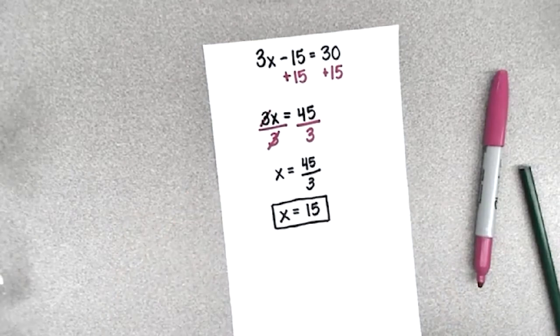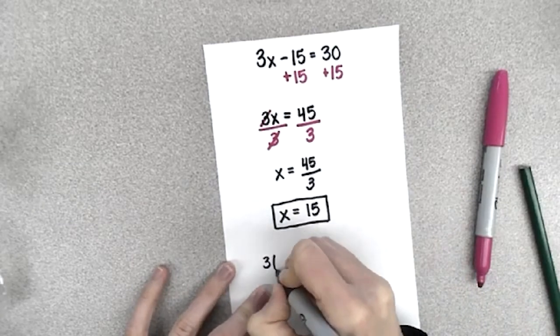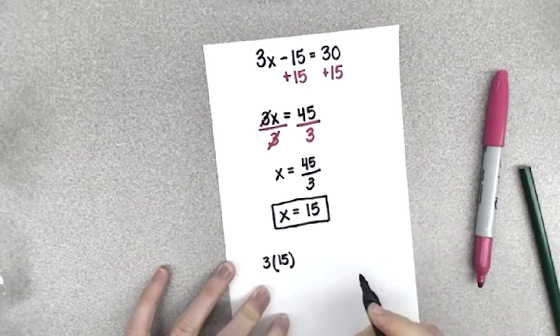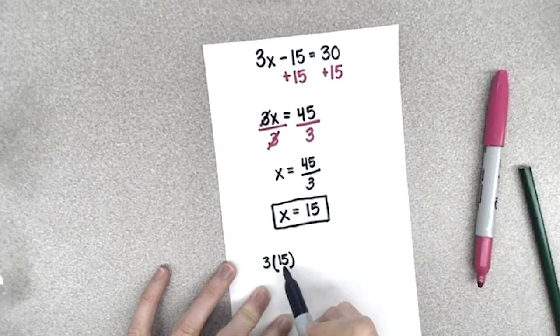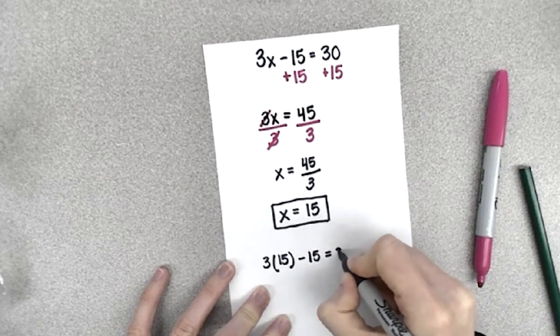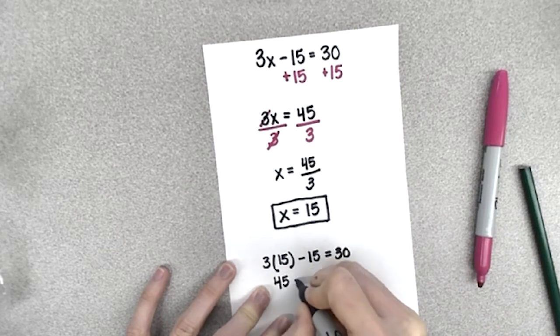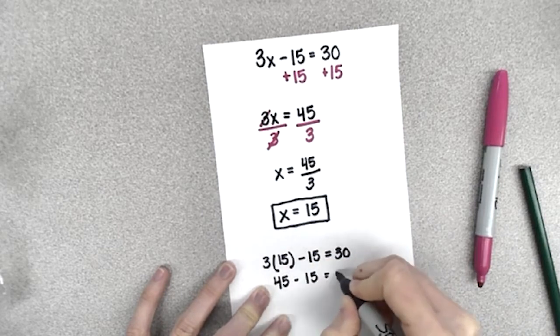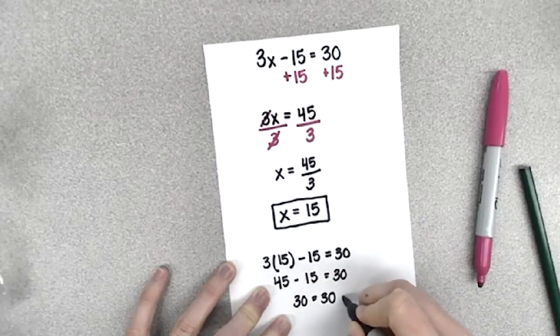Now I always want to go back and check. So I'm going to put 15 in for x. 3 times 15. And remember, if I just put it in parentheses next to my 3, I don't even have to use a multiplication sign. This already tells me I'm multiplying. So 3 times 15 minus 15 is going to equal 30. 3 times 15 is 45. 45 minus 15, that does equal 30. 30 equals 30. Checks out.